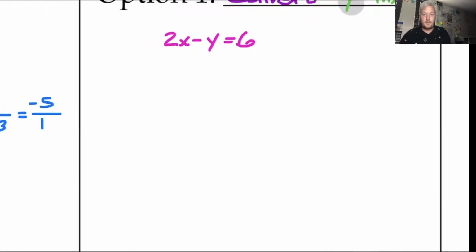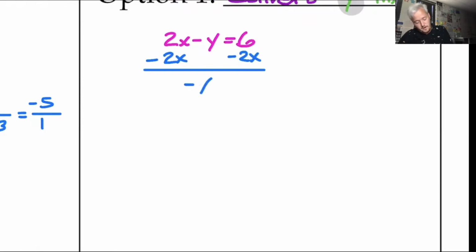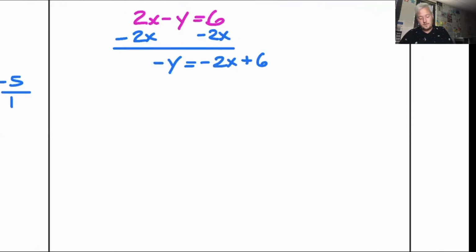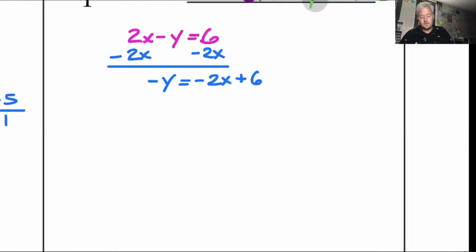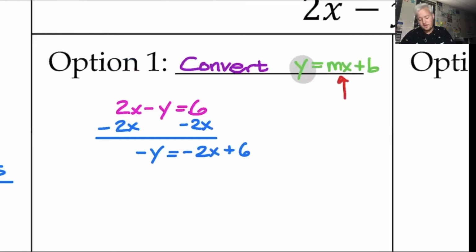I'm going to get y by itself, so I want everything else on the other side. I'm going to do my inverse operations. I'm going to start by subtracting 2x. So you have negative y equals negative 2x plus 6. I'm going to put my x in the front so that I know that's going to be my slope, because I want it to be in slope-intercept form. If you look, your x value is in the front, and your y-intercept is actually behind it.